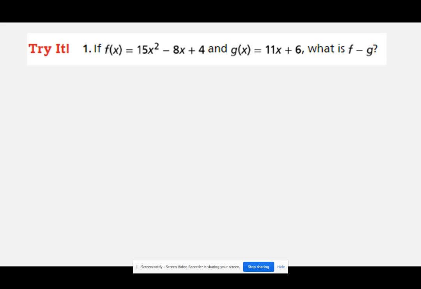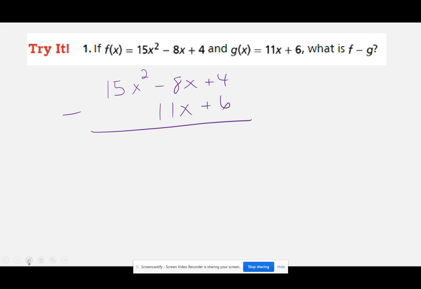All right, so I am again going to set up vertically. My f of x function is 15x squared minus 8x plus 4. And I'm going to put my 11x plus 6, lining up my like terms, so everything is nice and vertical. This is subtraction. Now remember, I don't like subtraction, so we're going to change them all to addition. If I change the problem to an addition symbol, I have to change the signs of all the second ones.